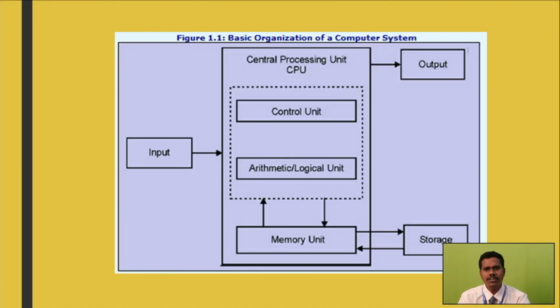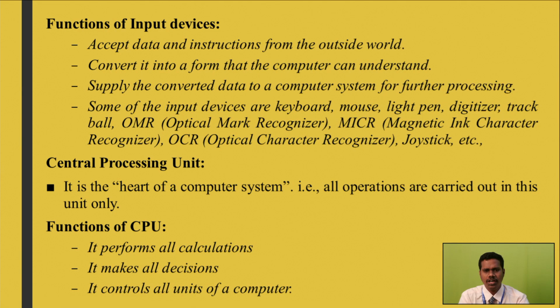Here is the basic organization of a computer system. Here we have an input device that gives the input to the central processing unit. The central processing unit processes the input, and the produced output is given to the output device. Mainly, the input devices we know are keyboard and mouse. With that we have light pen, digitizer, trackball, OMR, OCR, MICR. These are some other input devices which are all used for particular purposes. In common, we use keyboard and mouse as input devices.